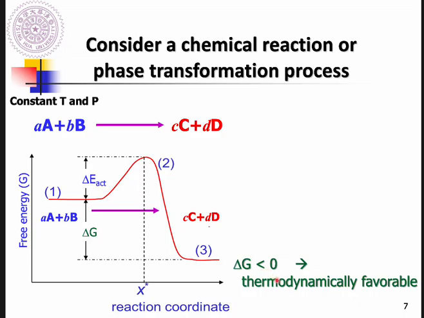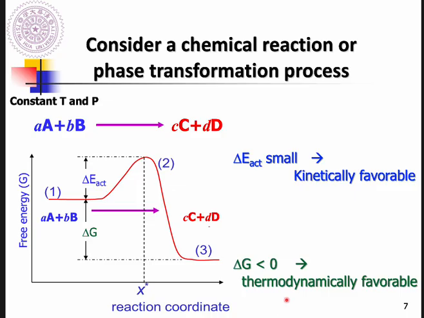Thermodynamics did not tell you this, but kinetics did. Kinetics will tell you how much time it takes, based on how fast or how slow it will be depending on this activation energy, delta E ACT. ACT means activation energy, which some people also call the energy barrier. If the activation energy is small, then it will be kinetically favorable. So this is the relationship between thermodynamics and kinetics.